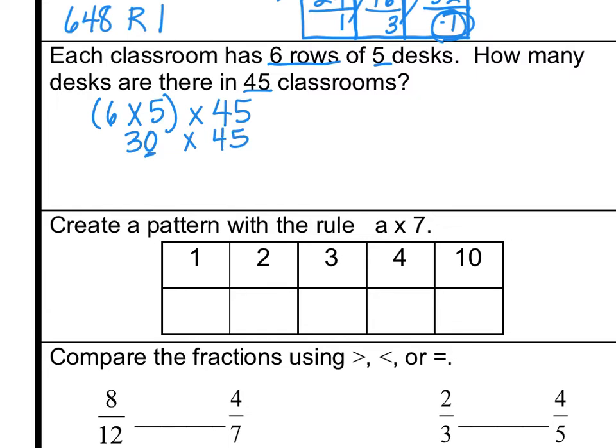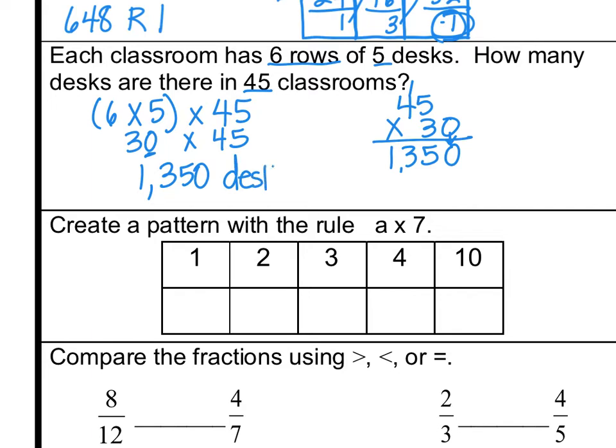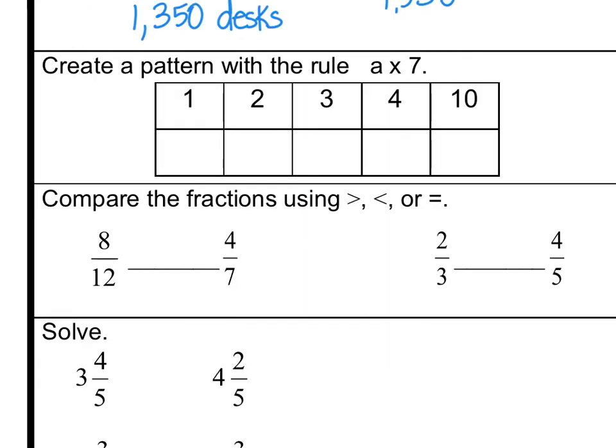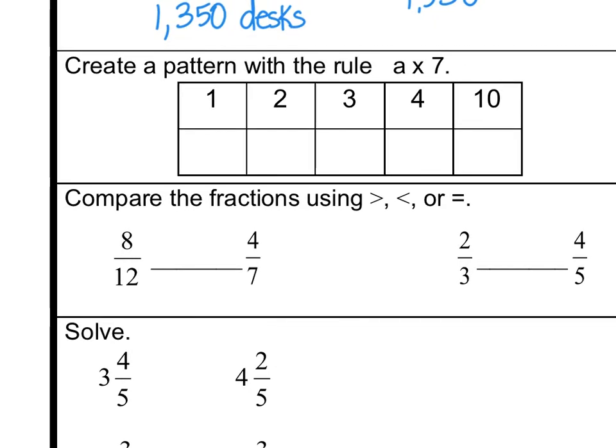Now this one has a 0, so we're going to rewrite this over here and let that 0 hang off. And then it's easy peasy. Drop down the 0. 3 times 5 is 15. 3 times 4 is 12, plus 1 is 13. So final answer, 1,350 desks. Because when we look back at the question, how many desks? Okay, in the next one, we get to create a pattern and apply the rule A times 7.